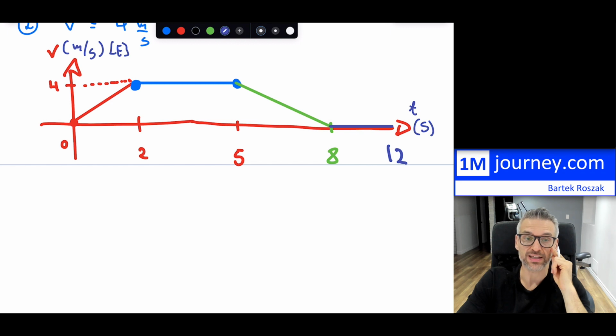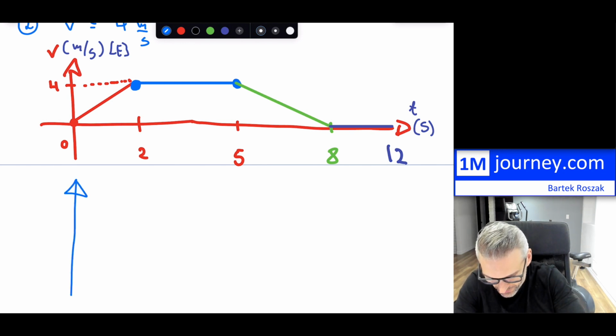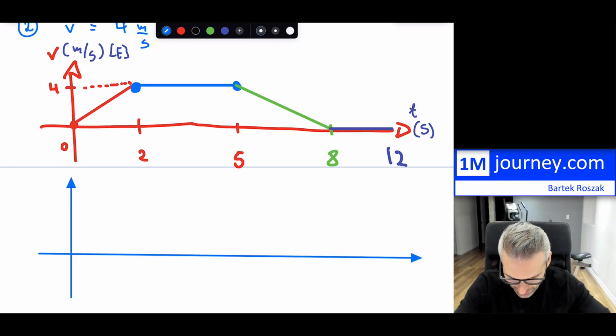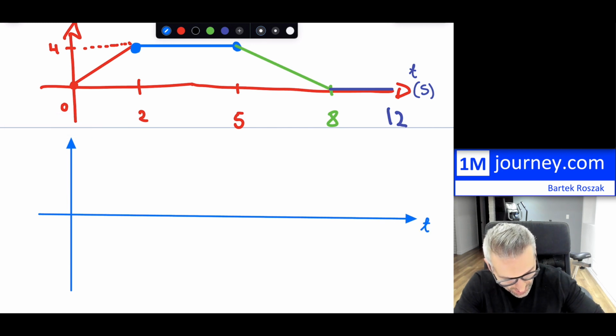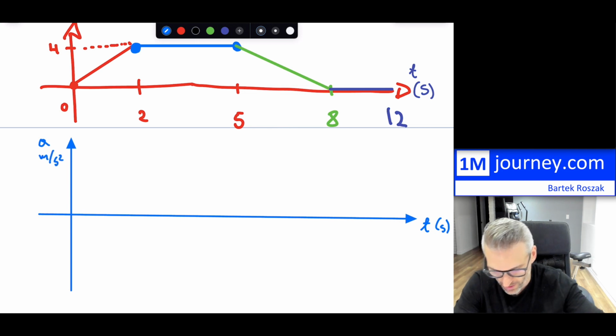Now, if you want the acceleration, as you move over to the acceleration graph, I'm going to do a little bit of a better job, hopefully. I'm going to map it out the same way. How would this look? This is your acceleration versus your time. This is your time in seconds, and this is going to be the acceleration in meters per second squared.